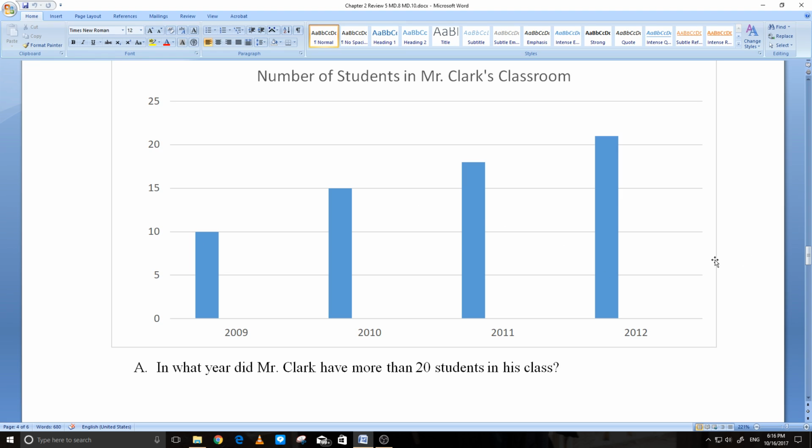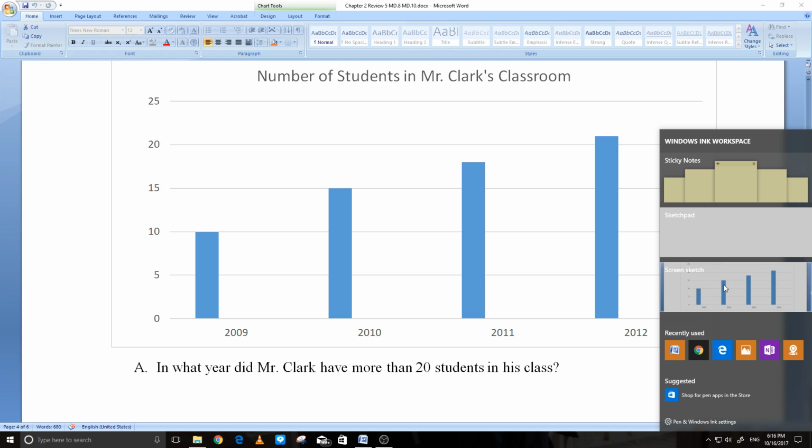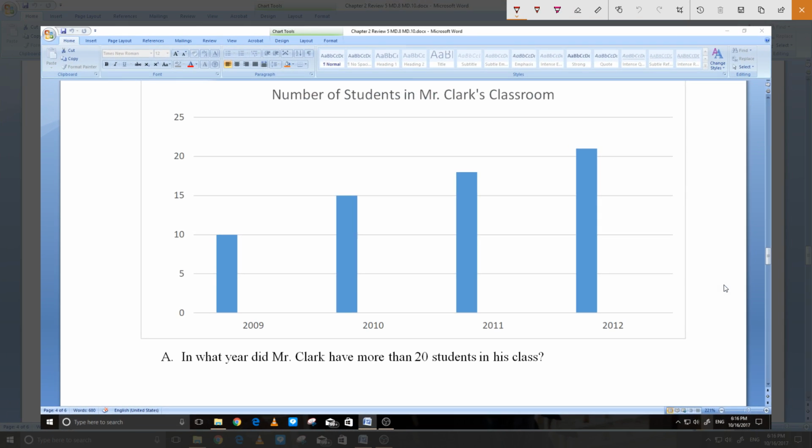So how do you read this? I love it when you come over here, use your pen or pencil, and draw a line from this point to the corresponding number. So for the first one, I would definitely do it this way. I would draw a line and come all the way over and write 10 above it. That's where the number is for 2009. Now for 2010, this is kind of easy to see.